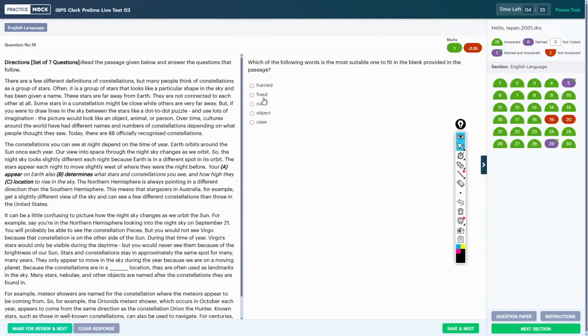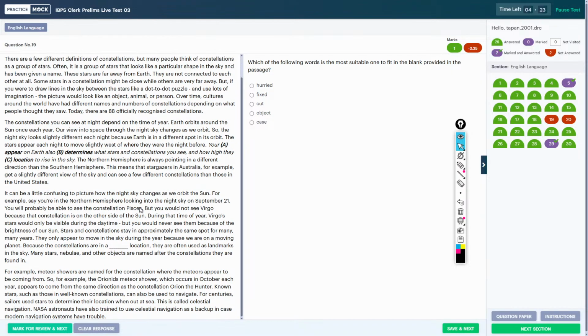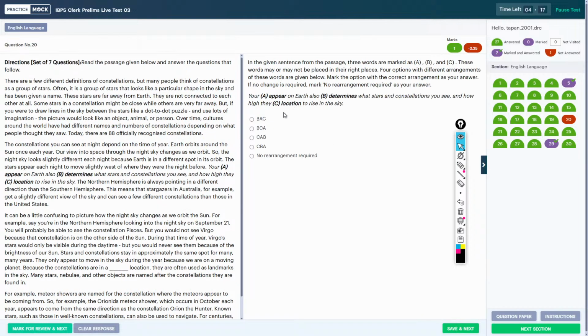Which part fixed? I guess I said yeah, blank space, right? So fixed position, fixed location, and then it was CAB. Your location on Earth also determines. So CA, CBA, CBA.